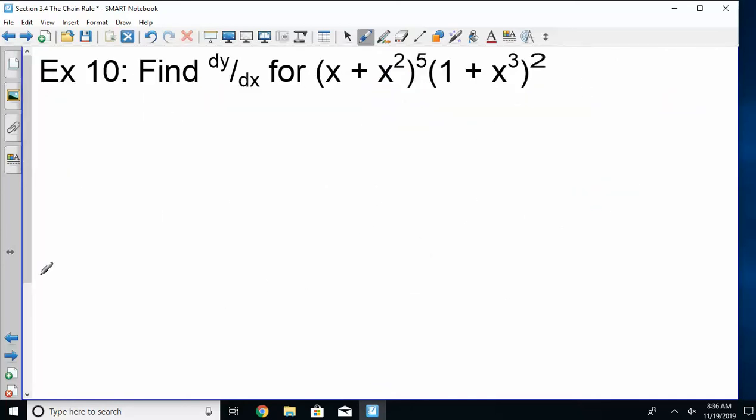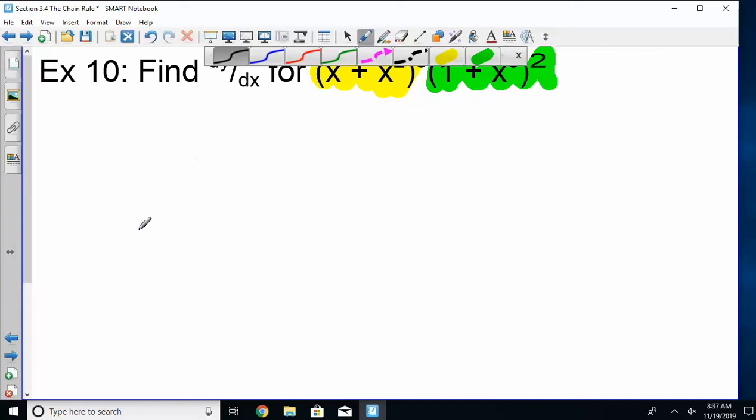Last problem of the day. What am I going to have to do on this one? We've got this times this. So my big thing I'm going to have to do is product rule, because I have things being multiplied.